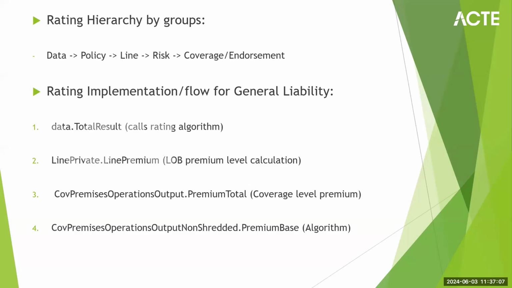Rating hierarchy by group. So this is the path we follow for the rating. First, data, which is common, the main parent group. Next will be the policy, because we are doing the rating for the policy. Next will be a line group, which is the parent of the risk group. Next will be the risk group. Next will be coverages or endorsements. This is the hierarchical structure group for the rating.